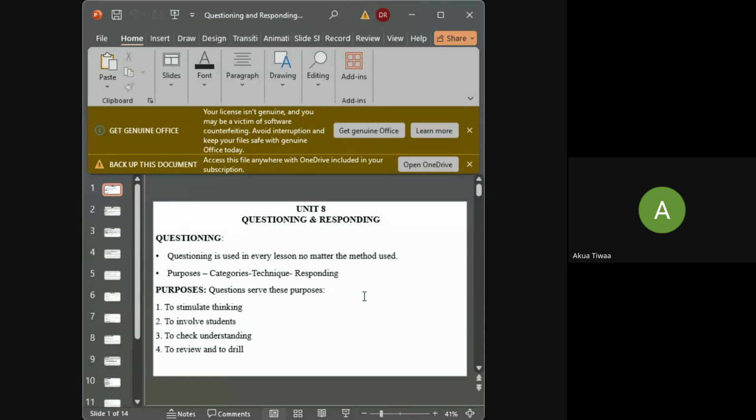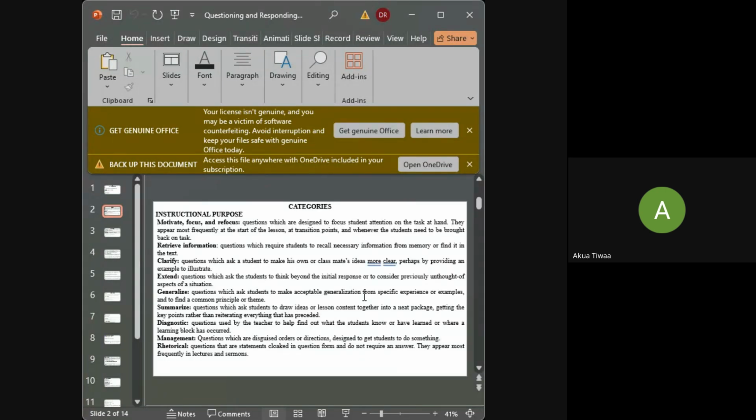Now there are categories of questioning. Questions can be categorized by instructional purpose. With the instructional purpose, that is when a lesson is ongoing and the teacher is using question and answer in there. So that is the first category that we are going to look at, when there is instruction going on and questions are being asked there. That's why, for instructional purpose, the person is teaching.